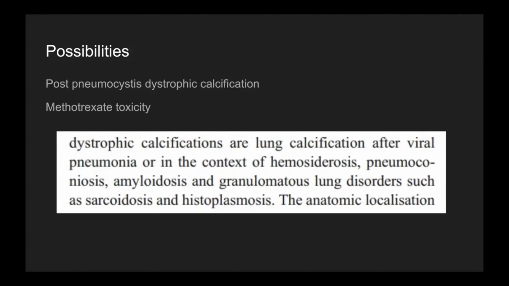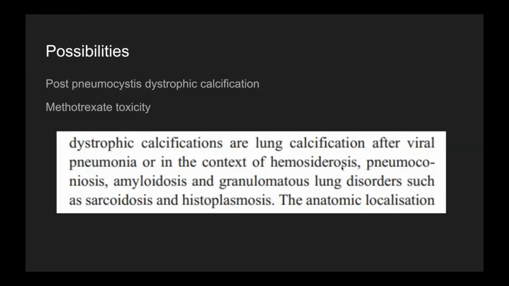Methotrexate toxicity was also a possibility, but methotrexate, when the child was on induction, then this developed. So methotrexate probably was not the causative factor. And moreover, the typical distribution of the calcification in the areas where they were earlier affected by Pneumocystis points towards dystrophic calcification in Pneumocystis pneumonia. So dystrophic calcification or lung calcification can be seen after viral pneumonia or in the context of hemosiderosis, pneumoconiosis, amyloid, or other causes.